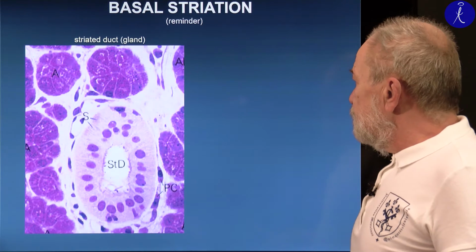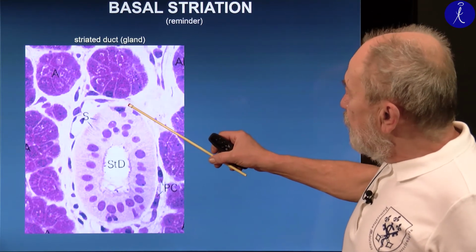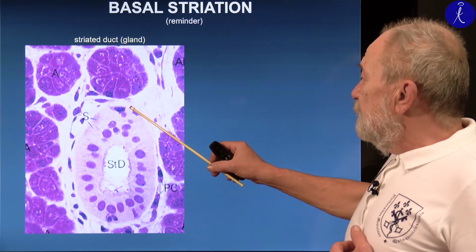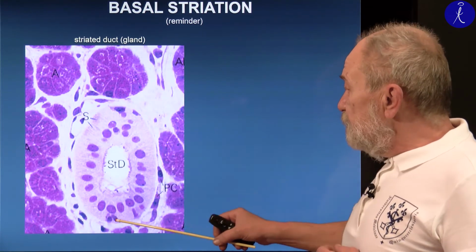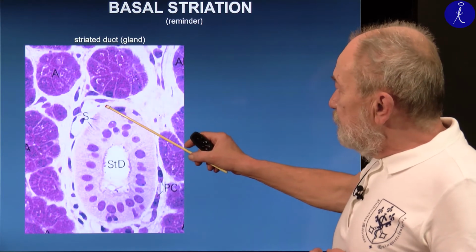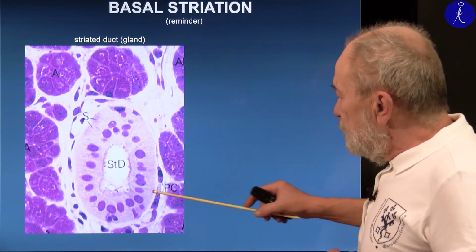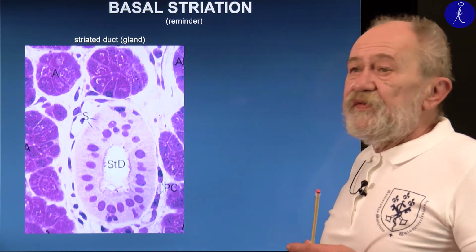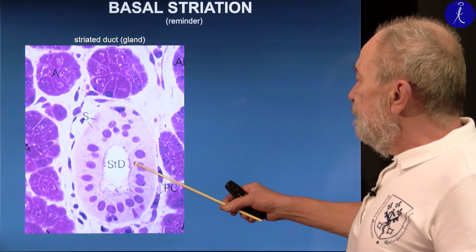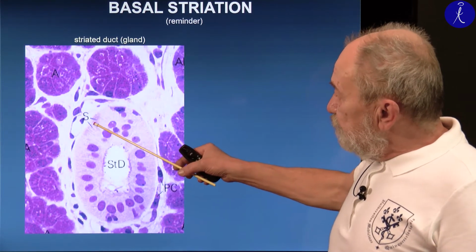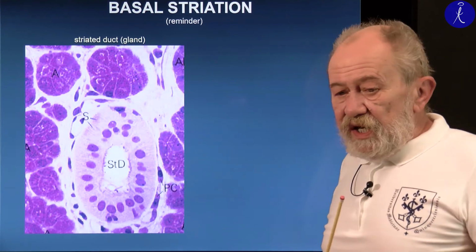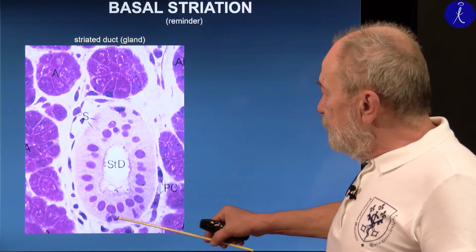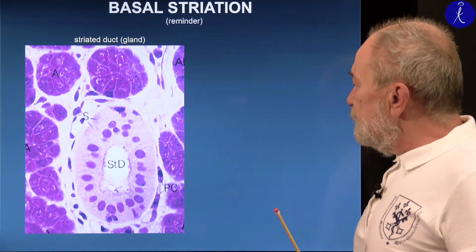The basal striation, you first came across in the first semester when the salivary glands, or glandular tissue, were mentioned, and you remember that striated duct was the name of the intermediate duct of the compound salivary glands. The name came from this basal striation, which with high magnification and good resolution can be seen at the base of each of these columnar cells of the striated duct.